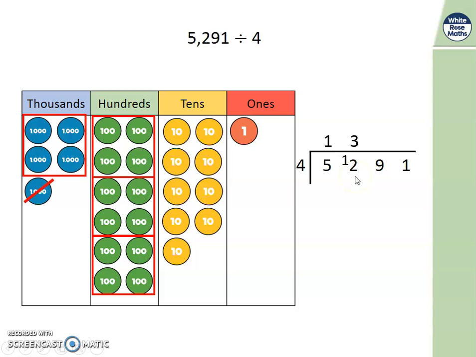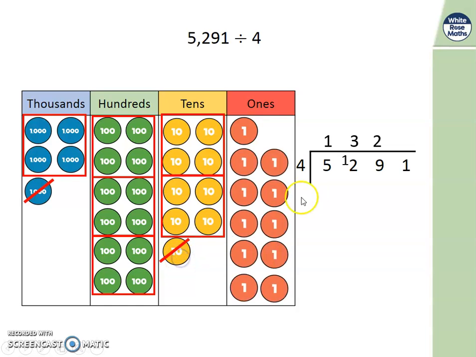The 3 goes here. There's nothing to exchange, so we look to our tens column. How many groups of 4 can we build? 1, 2. We can build 2 groups, and then we also have 1 ten left over. We're going to put that over here, but we're going to exchange it for 10 ones. Adding to the 1 we've already got makes 11 ones.